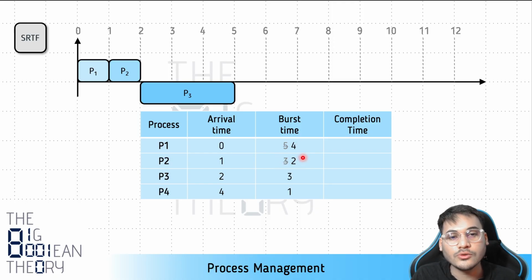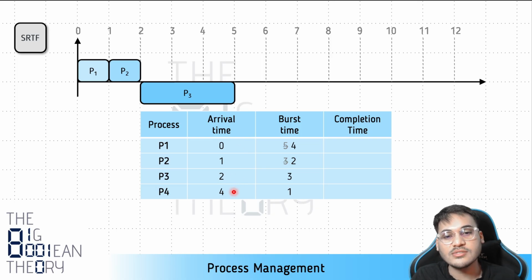Now between 4, 2 and 3, we have to pick the shortest. So obviously P2, which has a burst time of 2, has the shortest remaining time, right? 2 milliseconds. P1 has 4 and P3 has 3, which is greater than that. So we will allow process P2 to run till when? Until a new process arrives in the system.